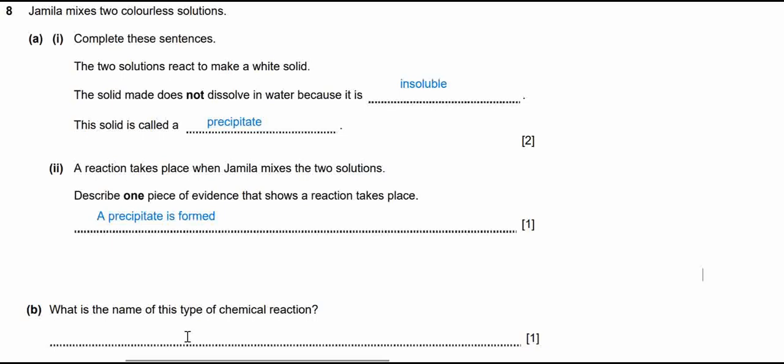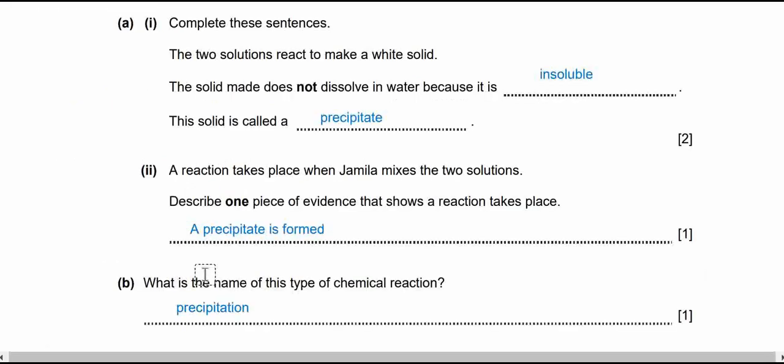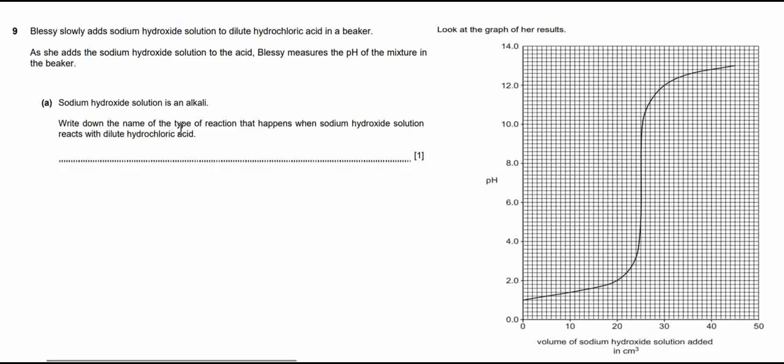Okay, let's check out the answer, guys. If you have not finished, you may pause this video. So it's a precipitation reaction as it produced a precipitate, or white solid. Next, right, we're in question 9. Lisa slowly adds sodium hydroxide solution into dilute hydrochloric acid in a beaker. As she adds the sodium hydroxide solution to the acid, she measures the pH of the mixture in the beaker.